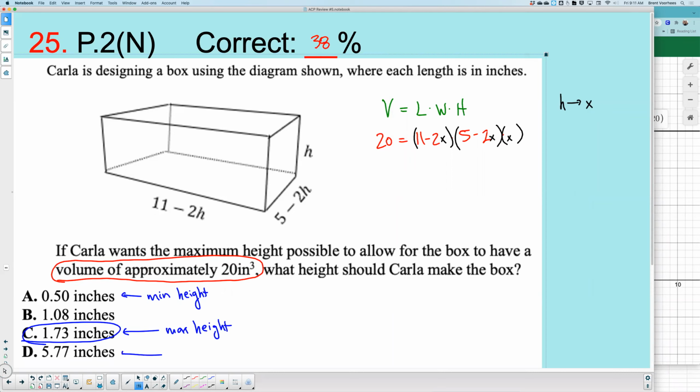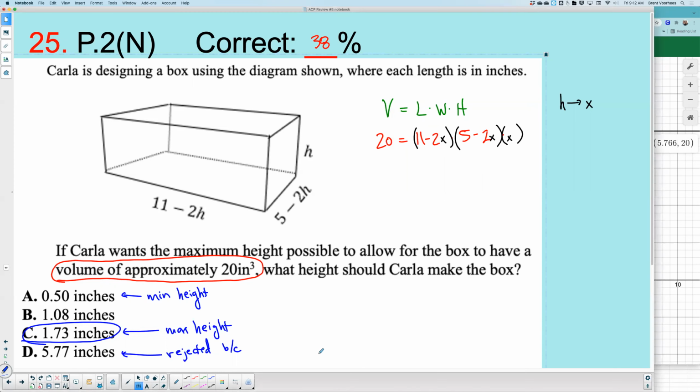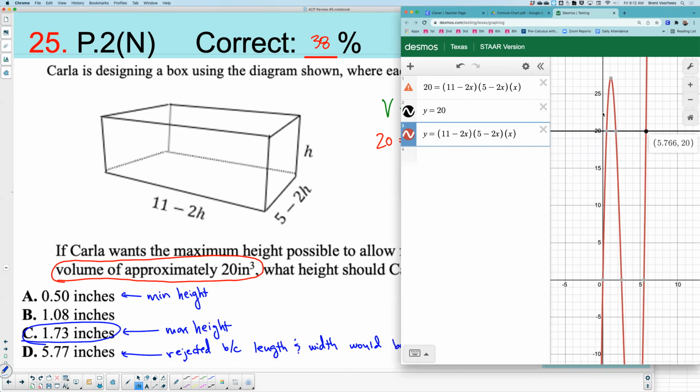This value we rejected, just to be clear, because, without the restriction, let me show you that one again. That 5.77 is this answer over here. But we rejected this one because the length and width would be negative. If you plug those in, you would see that those side lengths would be negative. And that's not possible. So you would have to put a restriction? You don't have to. You just have to know that on real world problems, as soon as the graph leaves the first quadrant, it's no longer realistic. And so you would just ignore that part of the graph.